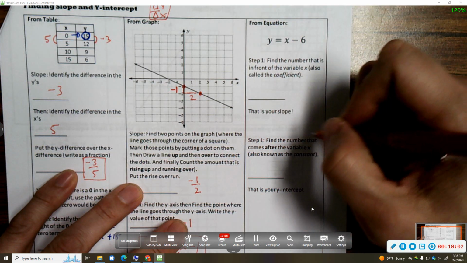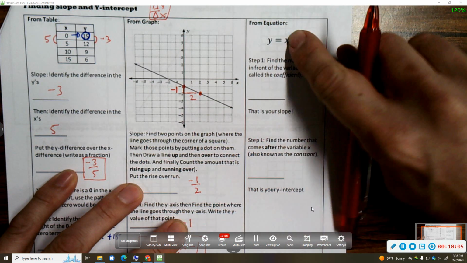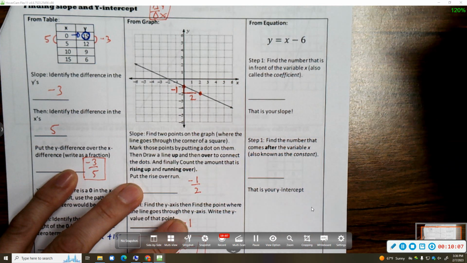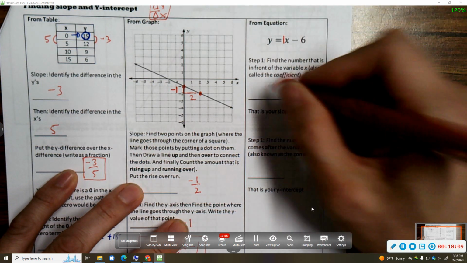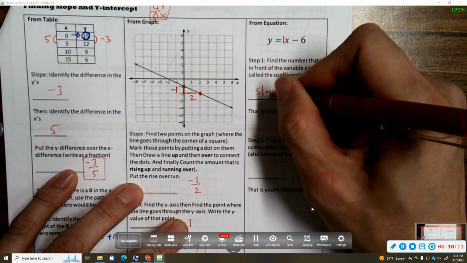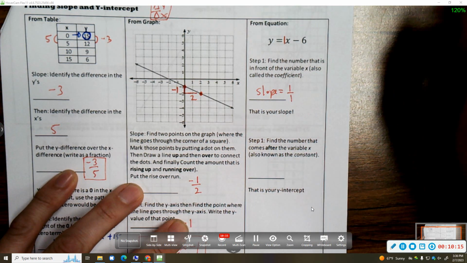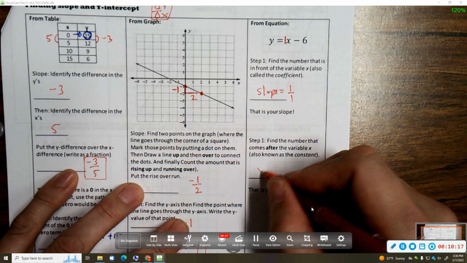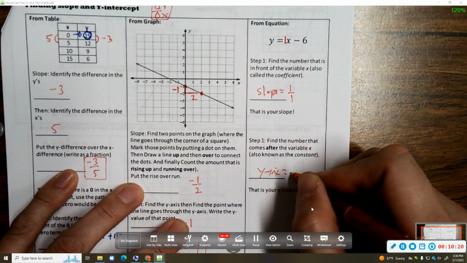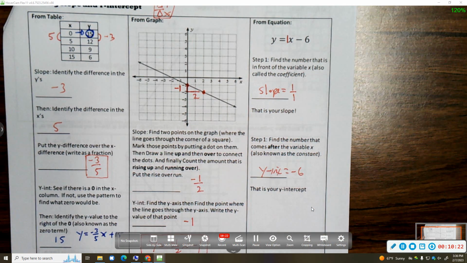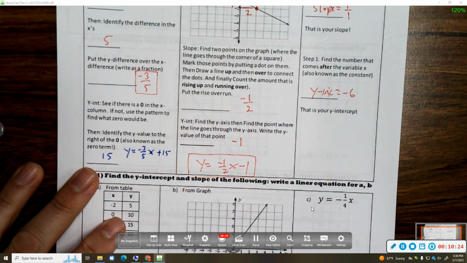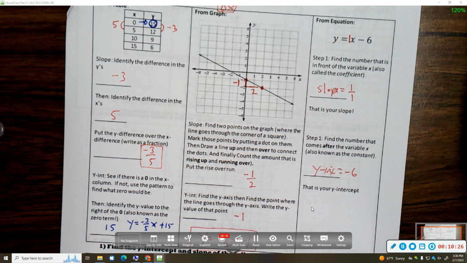If they give you an equation, that's really easy. Your slope is always the number in front of x. Okay, it's called the coefficient. Now, if there's no number, there's a 1 there. Okay, so your slope is equal to 1, or you can write 1 over 1. That's really up to you. And then your y-intercept is -6.